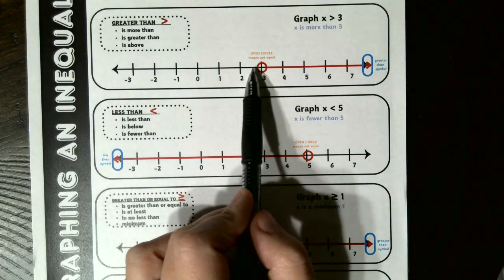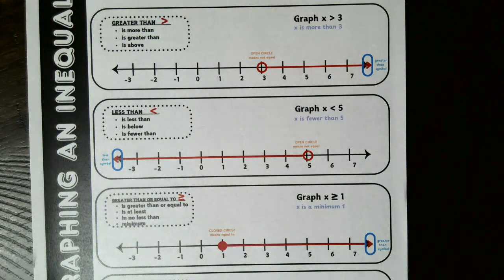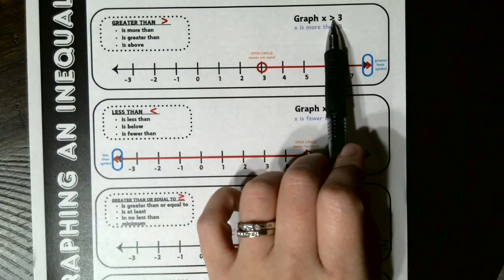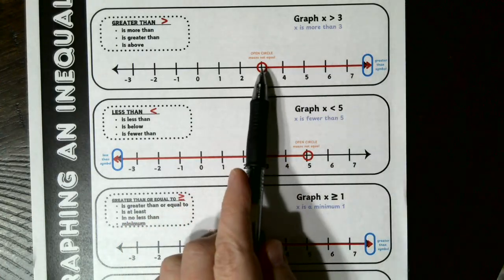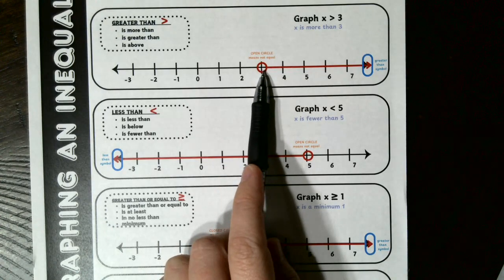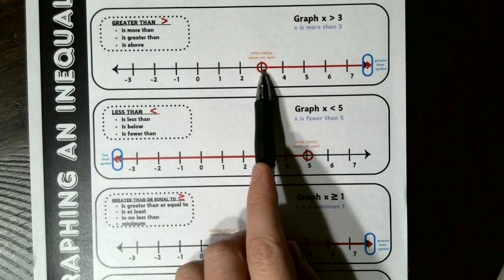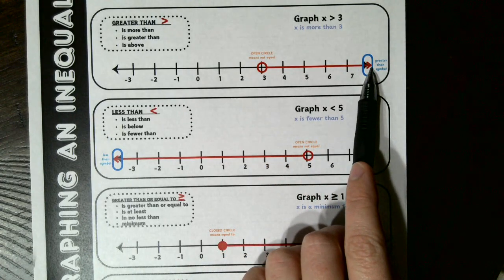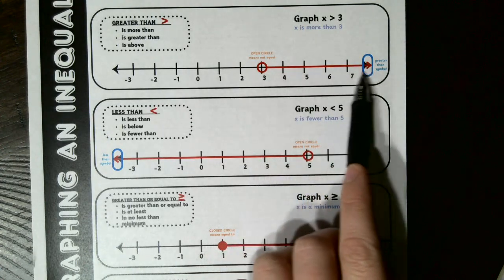Anytime you see an open circle, that tells you it's not equal. So I'm going to put it here, and then it says it's more than or greater than 3. So I know no matter what, it could be hundreds of thousands of numbers, but it is going to be anything more than the number 3. So then I'm going to make my arrow going this way on the number line. It is going to go up in numbers.